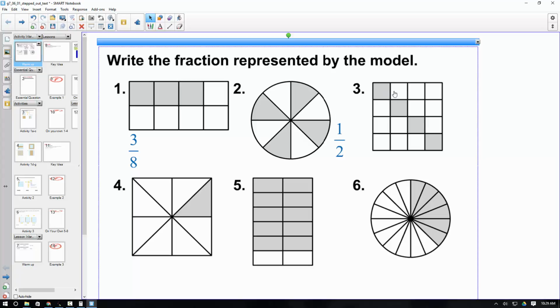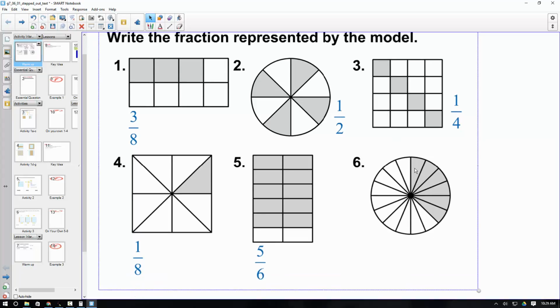This one here is 1, 2, 3, 4 by 1, 2, 3, 4, so 16 pieces, and 4 of them are colored in, so it'll be 1/4. This one here, I have 1, 2, 3, 4, 5, 6, 7, 8, and I have one piece out of 8, so 1/8. This here is 1, 2, 3, 4, 5, 6 times 2 is 12, and it looks like there are 10 of them, so 10/12. If I reduce that down from 10/12, I'll have 5/6.